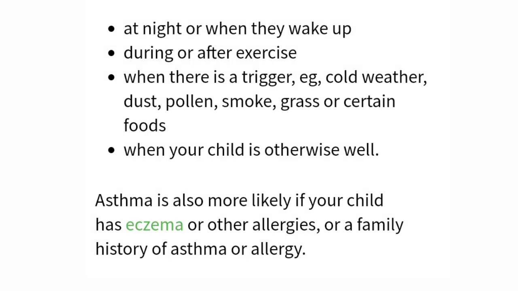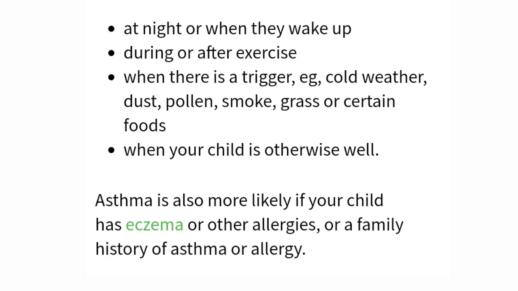So what are the characteristics that make a wheezy child more likely to have asthma? If the wheeze or cough is more pronounced at night, or when they wake up, or during and after exercise, then it is a favoring point for asthma. When the cough or wheeze is trigger based, like cold weather, dust, pollen, smoke, grass, or certain foods, then it is likely that the patient is allergic and atopic. When the child is otherwise well, only having cough or wheeze, that is a favoring point for asthma.